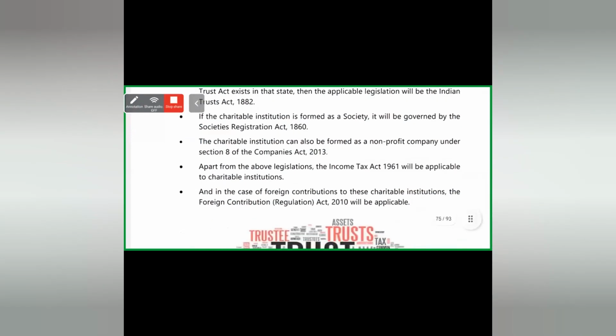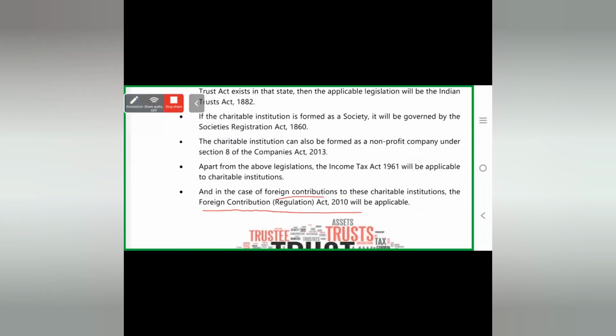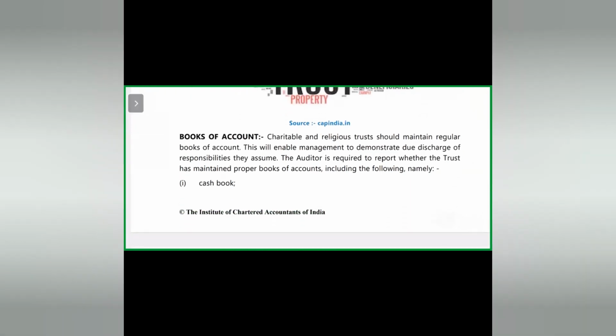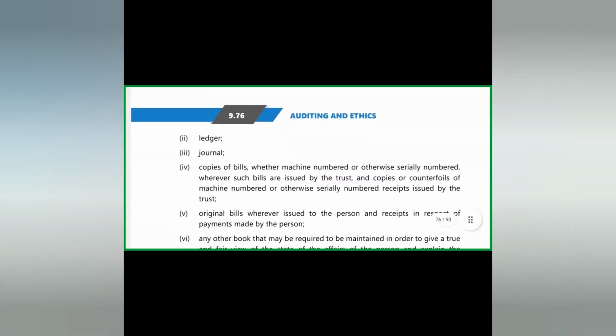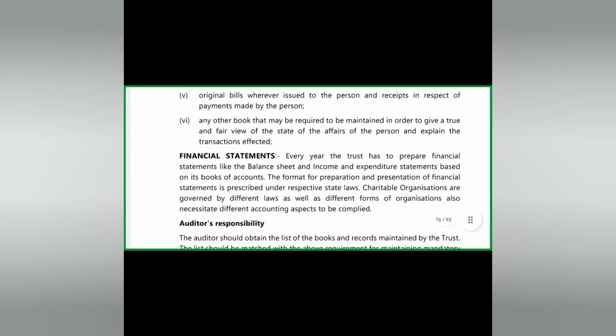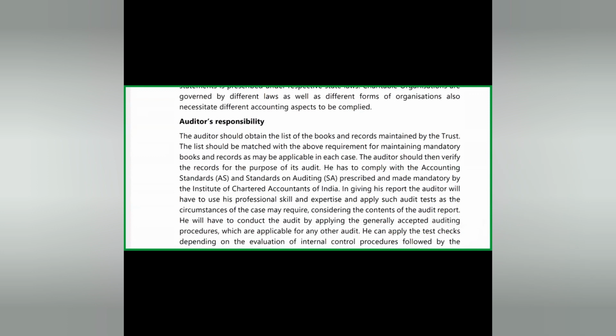Apart from the above legislations, the Income Tax Act 1961 will also be applicable. In case of foreign contributors, the Foreign Contribution Regulation Act 2010 would be applicable. Now, books of account: they have to maintain proper books of account like cash book, ledger, journal, copies of bills, original bills wherever issued, and any other book that may be required. In case of financial statements, preparation of financial statements like balance sheet and income and expenditure account is necessary.